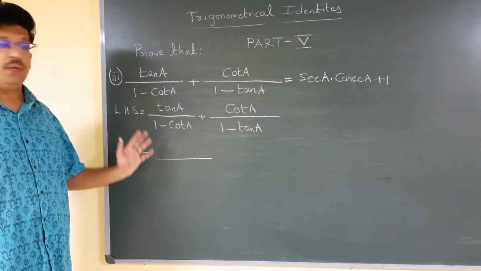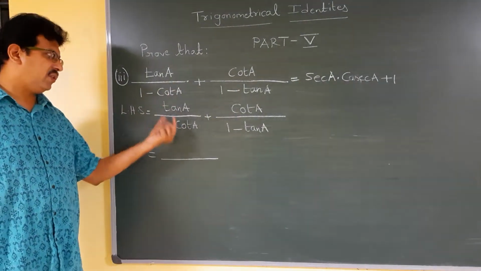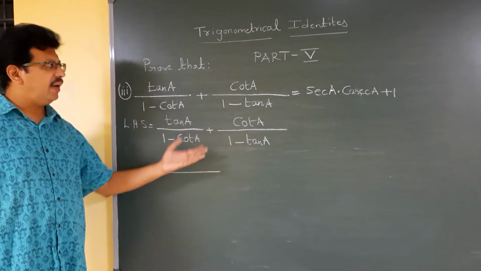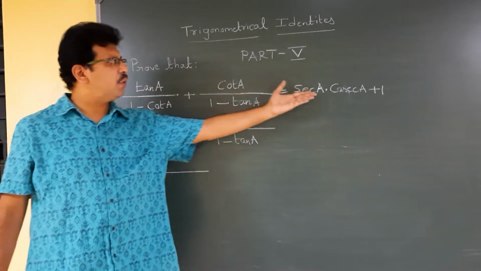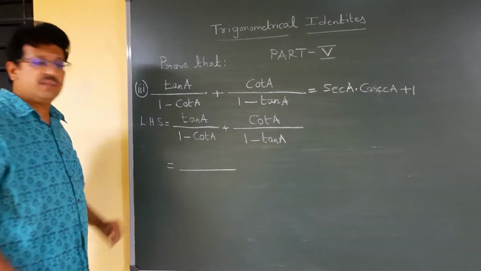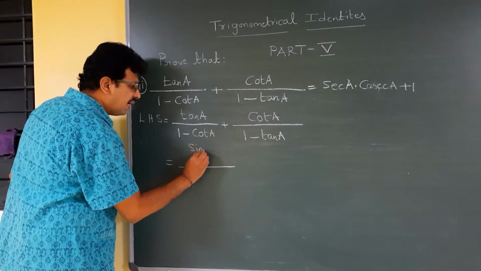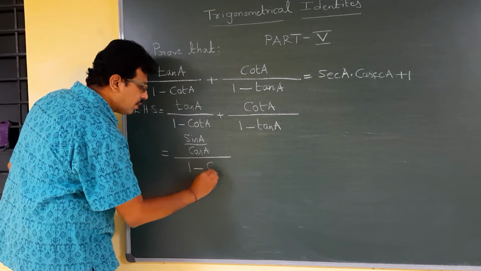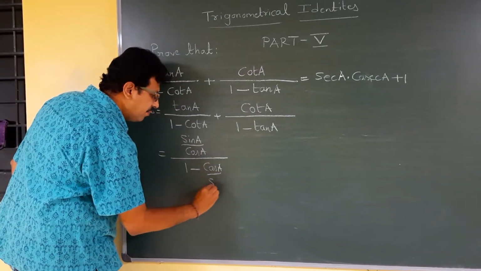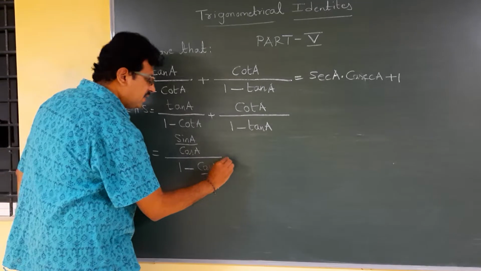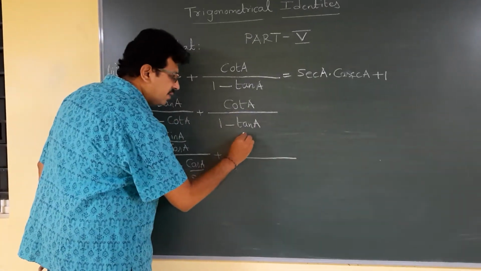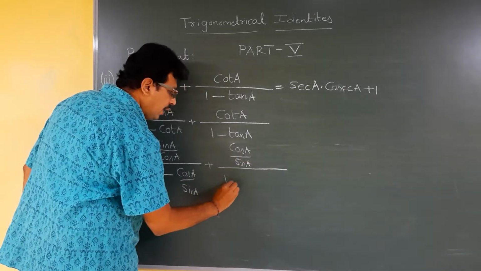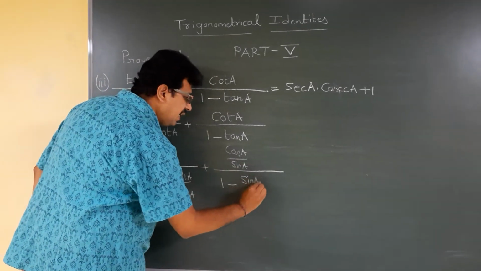I am not saying that for every problem you should not take LCM. For such types of sums, especially tan A by 1 minus cot A plus cot A by 1 minus tan A, where the proof is something like secant A into cosec A plus 1, we need to convert tan A as sin A by cos A, over 1 minus cos A by sin A, plus cot A as cos A by sin A, over 1 minus sin A by cos A.